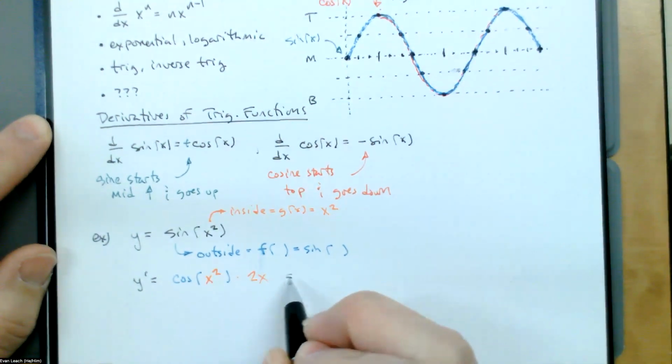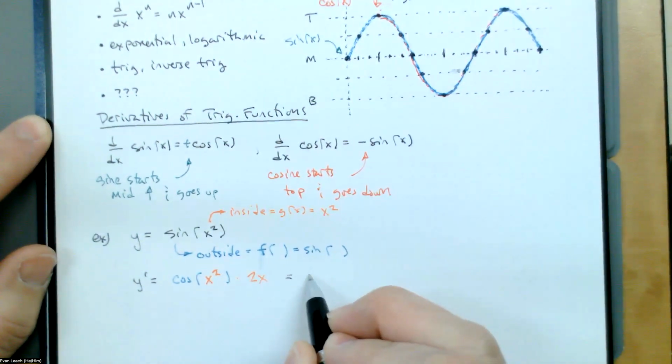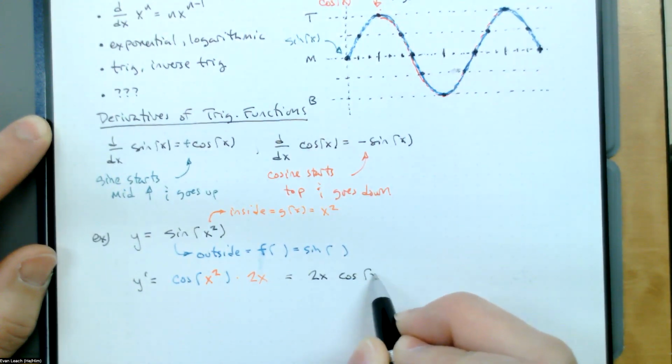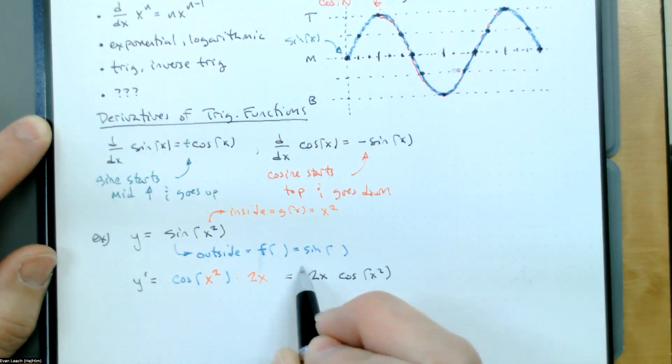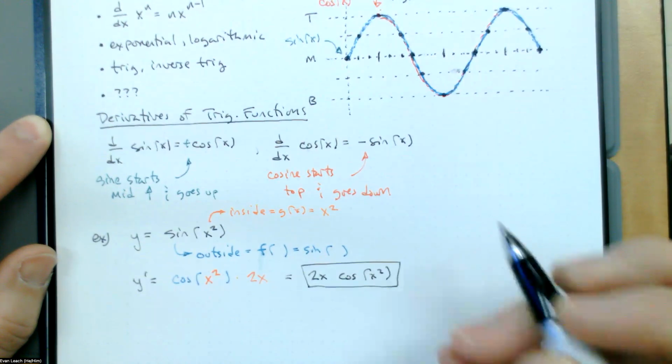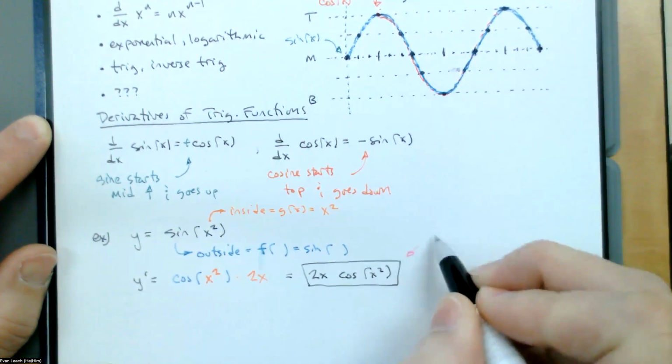So this, I don't like this. I'll just phrase it that way. I like my polynomials to go in front of my trig functions. And I'll say this is a better way to write it.